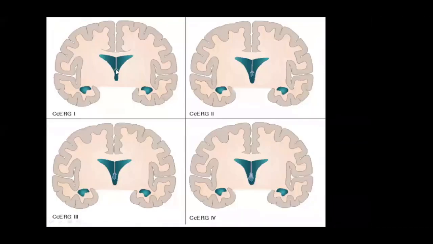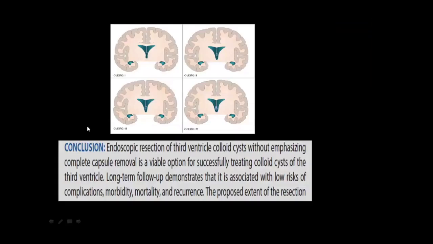So if you remove completely, this is grade 1. You leave a small remnant, grade 2. Bigger remnant, grade 3. Large residual, this is grade 4. And they look at the recurrence rate in these cases. Very interesting paper. Their conclusion was that endoscopic resection of the third ventricle cyst without emphasizing complete capsule removal, and this is important, is a good way of doing things with good long-term follow-ups.